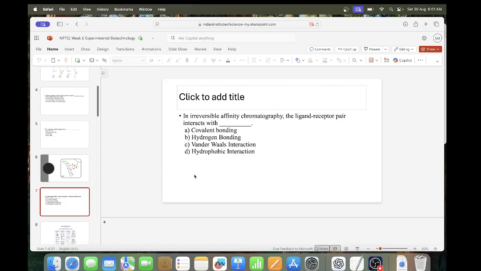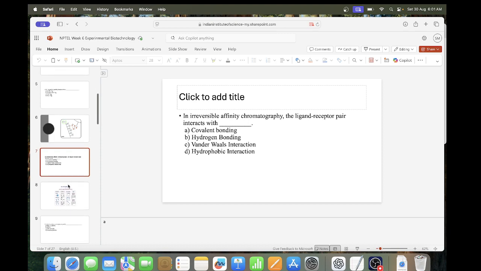Sir, covalent bonding because it's irreversible. Correct. So there are two types of interactions that we could see with respect to bonding. One is covalent, one is non-covalent. In covalent, you have a physical bond that is being formed, and you need a lot of energy to break it. Usually what people do to break this is use enzymes. These cannot be denatured efficiently by heat or application of other chemicals that can denature your non-covalent bonds.